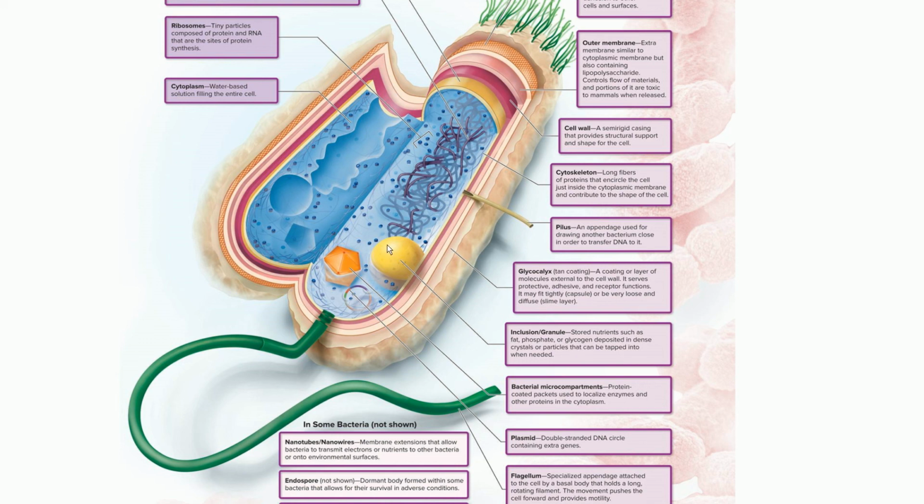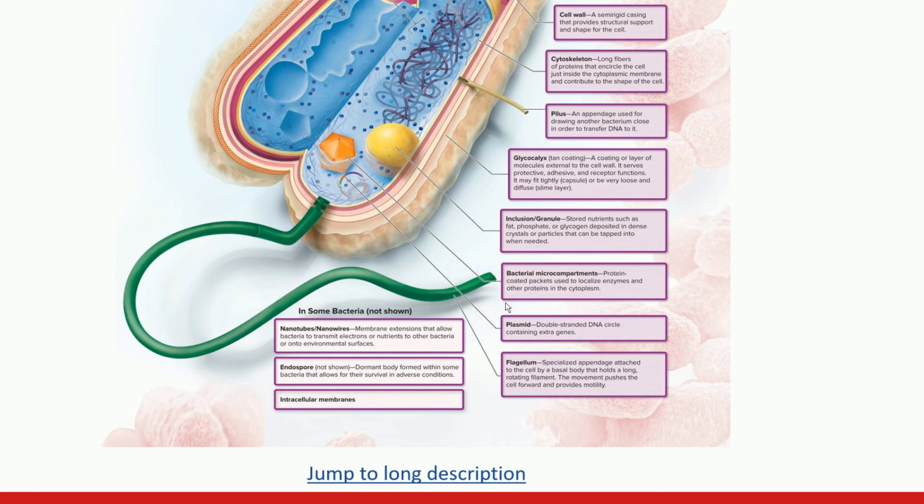Next is bacterial microcompartments like this. They are basically for storing some of the enzymes in them. Okay, plasmids. Plasmids are circular and extra chromosomal. You can see this is the main genetic material of the bacteria. They do have some extra chromosomal genetic material, and they are called plasmids. These plasmids also carry some very important genes, especially the antibiotic resistance genes. They are carried on the plasmids.